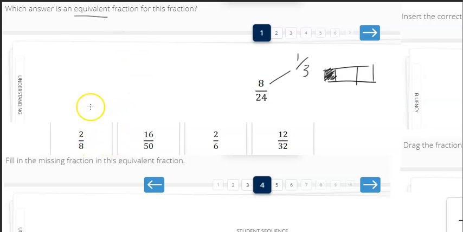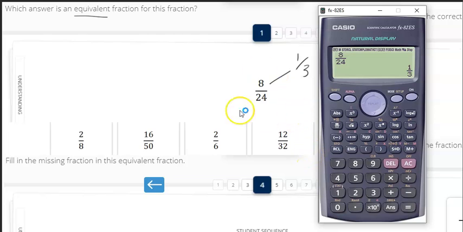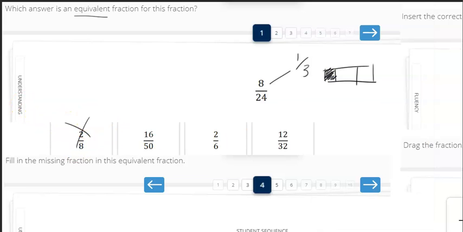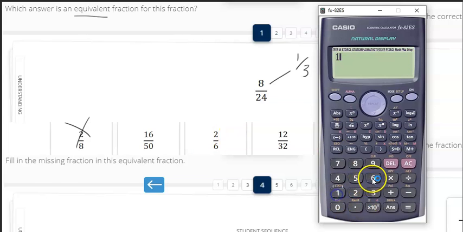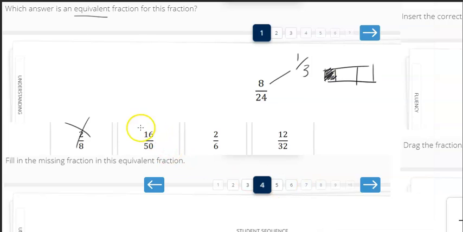Now from the 4 examples, we're looking for the fraction that also simplifies to 1/3, because if we can find that one that simplifies to 1/3, we've found the equivalent fraction to 8/24. So 2/8, when that simplifies, gives us 1/4, so it can't be this one. 16/50 when simplified gives us 8/25, can't be this one.